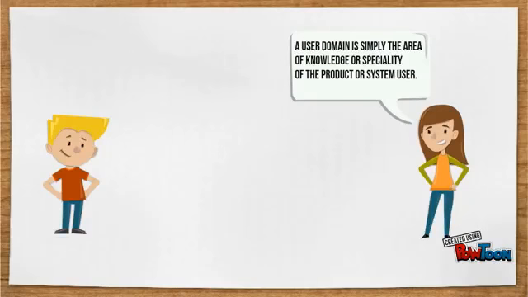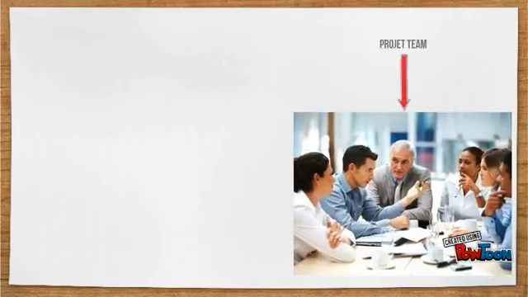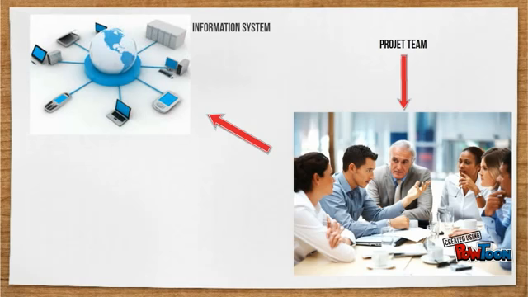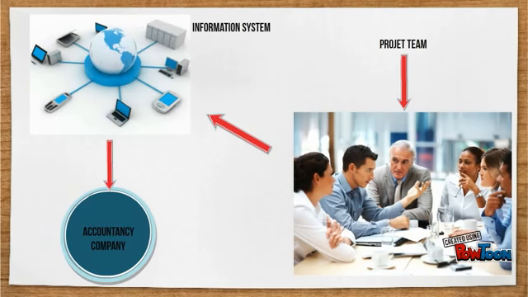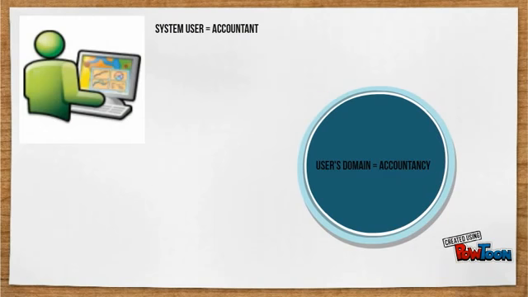A user domain is simply the area of knowledge or speciality of the product or system user. For example, a project team is creating an information system for an accountancy company. The system user would be an accountant, so the user's domain would be accountancy.